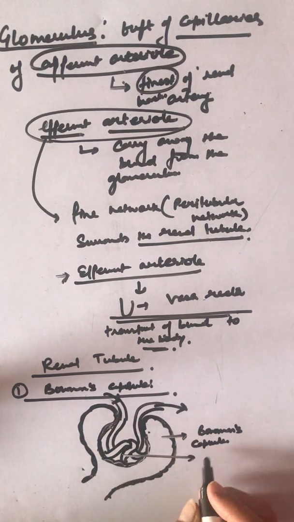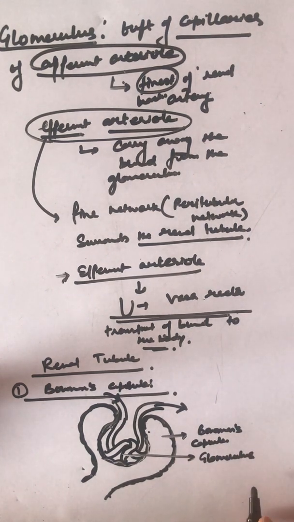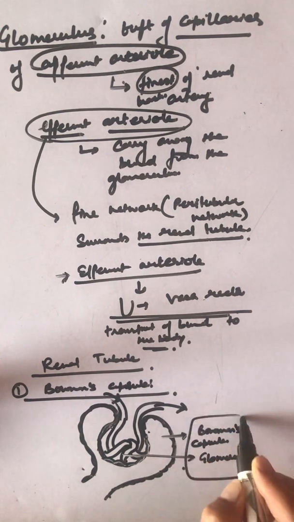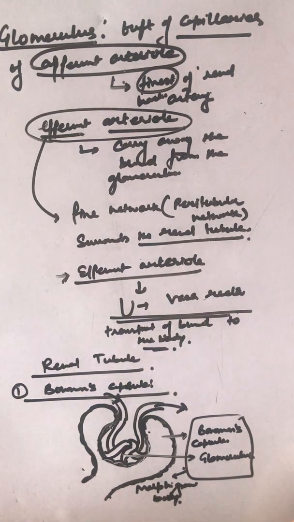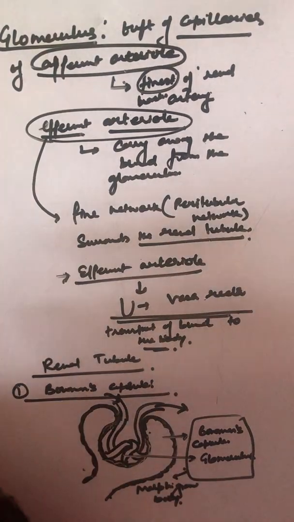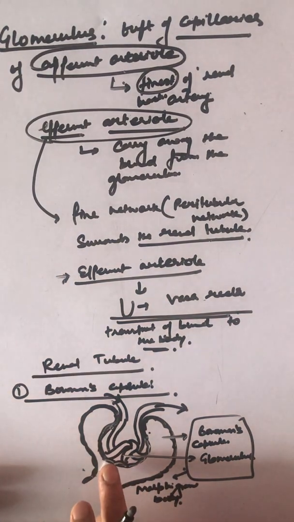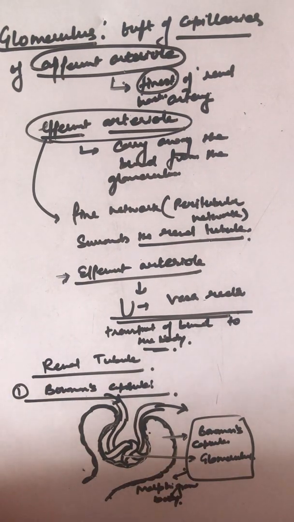Now this one in here is the glomerulus. Okay, now this Bowman's capsule and glomerulus together is known as Malpighian body. Clear? Moving to this structure in detail. Now the lumen of this capsule continues with the narrow lumen of the entire tubule. How? That I'll show you in the structure.